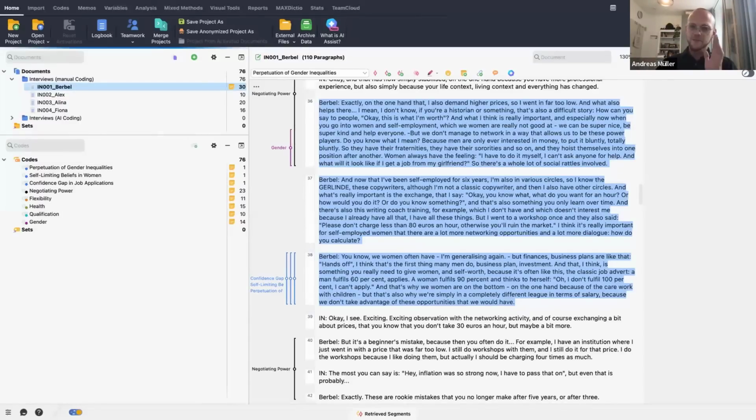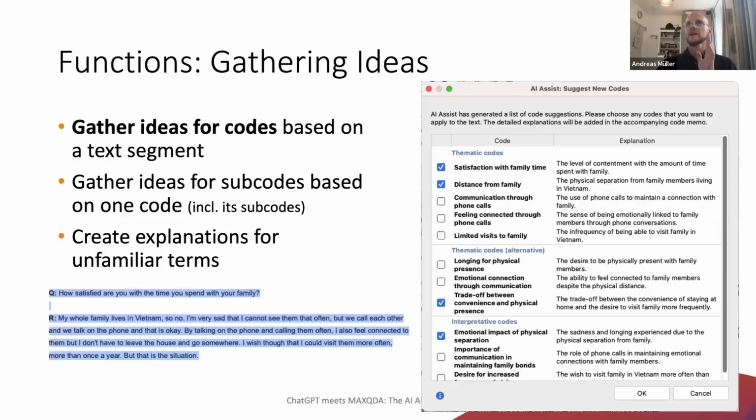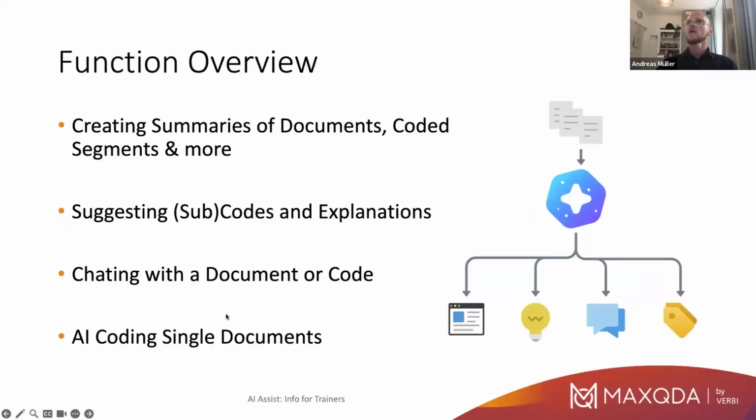So this is just to very quickly recap, and then I show you the new kid on the block. We can create summaries in many places throughout MaxQDA. They are pretty good, but they are one-click summaries, right? You click a button and the summary comes up. It's a general summary. We can get suggestions and ideas for new codes to inspire us to find new perspectives on our data. And we can chat with a document or code and do all kinds of crazy things.